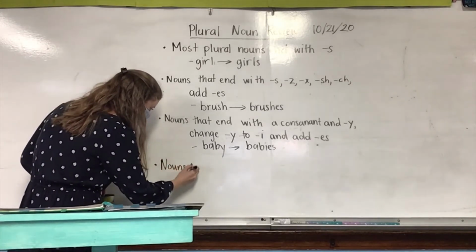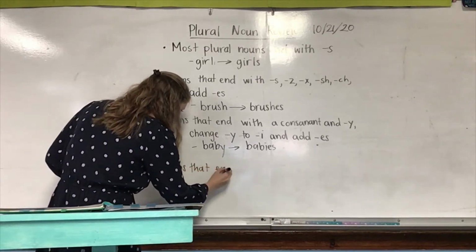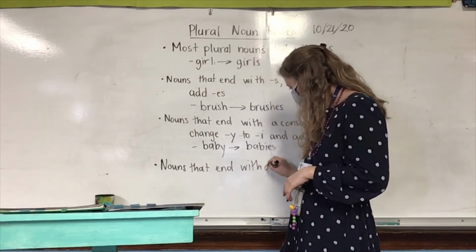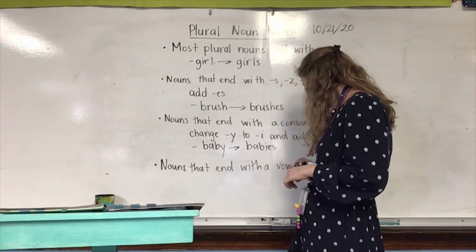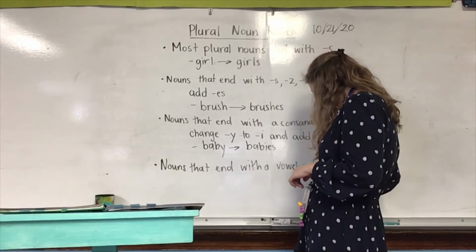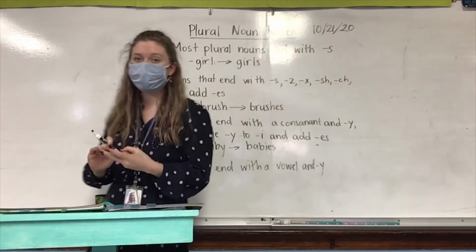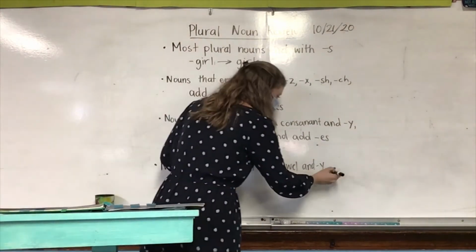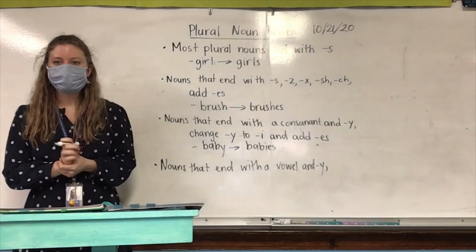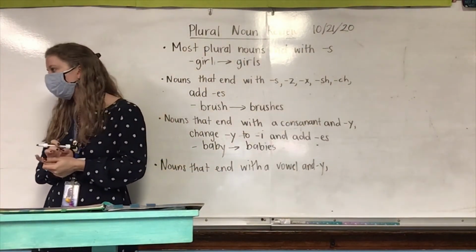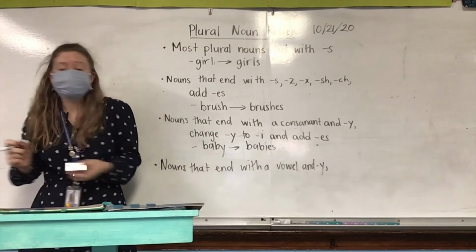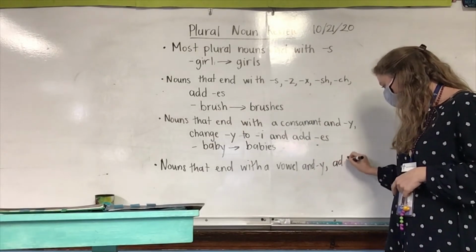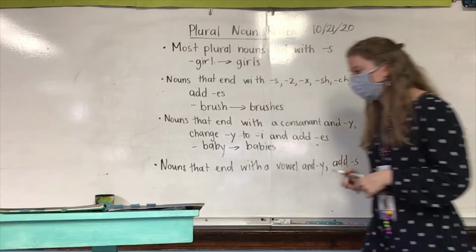Nouns that end with a vowel and Y. That means A, E, I, O, U followed by a Y. What do we do? What is the rule? Aaron? You just add S. Just add S. Don't change anything. Just add the letter S.